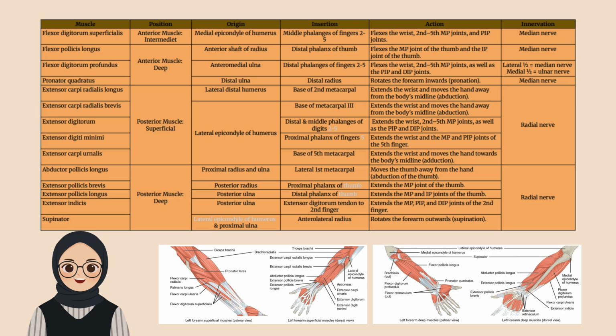And then extensor indicis. The position is posterior muscle, deep. The origin is posterior ulna. The insertion is extensor digitorum tendon to second finger. The action is extend the MP, PIP, and DIP joint of the second finger. The nerve is radial nerve.